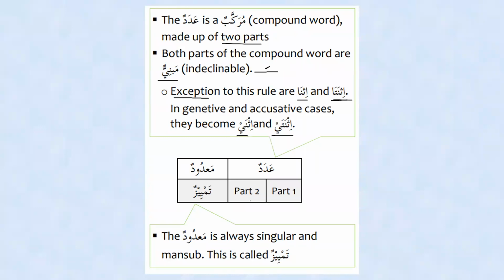So adad is part 1 and part 2, and madud, you can call it madud or we can call it tamyizun. The madud is always singular and mansub, as I mentioned earlier. So madud from 11 to 99, the numbers from 11 to 99, madud is always singular and it is always mansub.